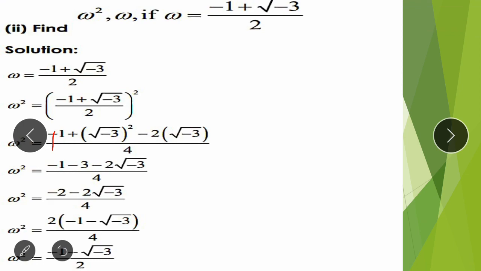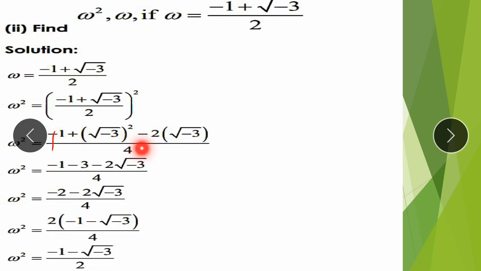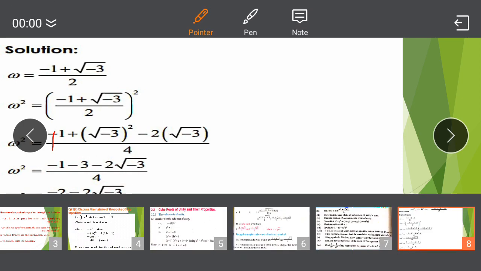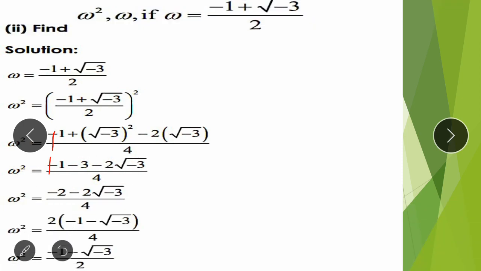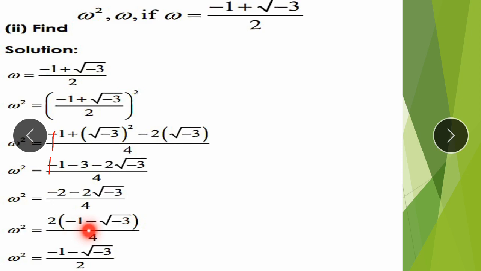Then this is a square b square, then this is minus 2ab. A square b square minus 2ab, and 2 2s are 4. Here again you can rectify the mistake by making it plus sign, and minus 3 plus 1 will result in minus 2. Then here we can take 2 common, so minus 1 and minus is left inside here, and this is the value of omega square.